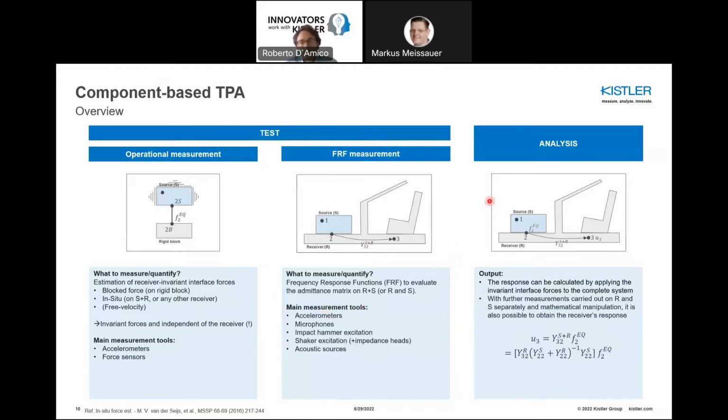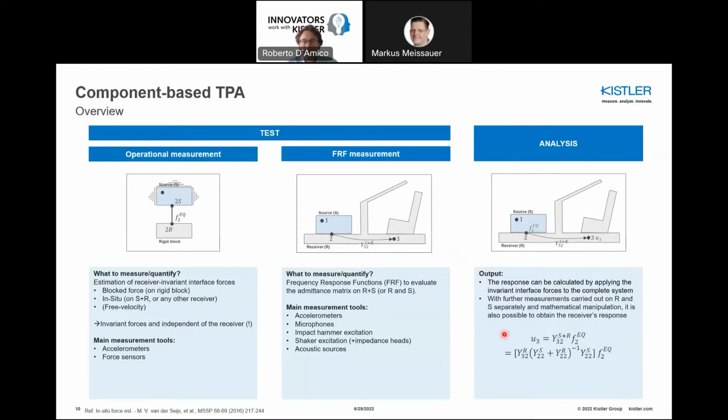Then you go to the analysis part, and here you can again predict the response starting from the invariant interface forces, so for example, blocked forces, and apply them to the FRF that you have measured in the second step, so in the FRF measurement.